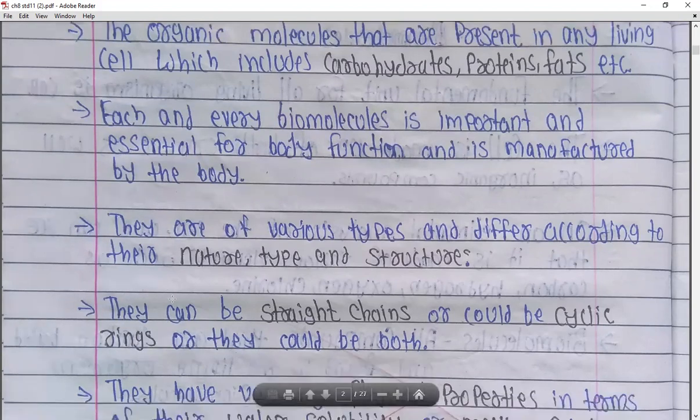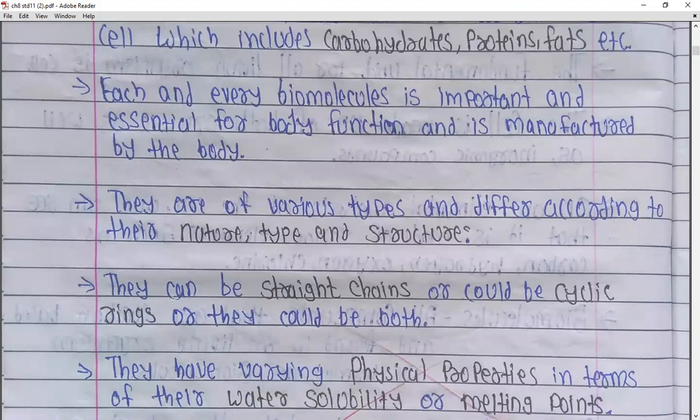Now they are of various types and differ according to their nature, type, and structure. The biomolecules are of different types. We are going to see four different types of biomolecules in this chapter, and they are being differentiated in nature, type, as well as structure. That means their nature is different, their type is different, as well as their structure is also different.